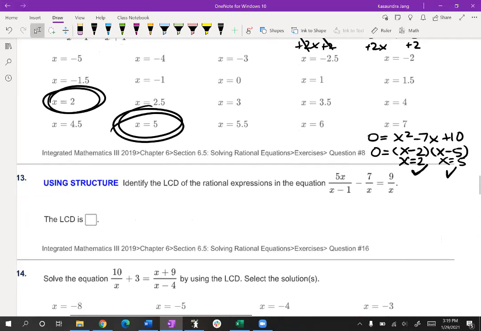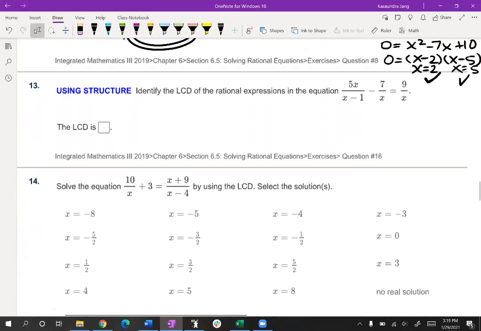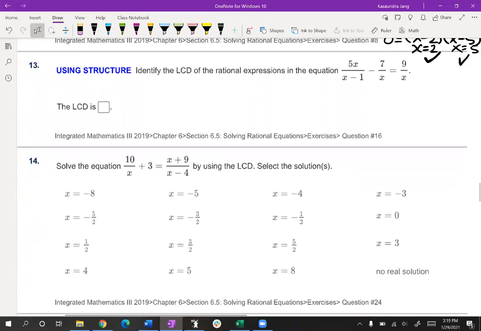All right, next up, using structure, identify the LCD, the least common denominator of the rational expressions in this equation. So let's see. They have to have stuff in common. In fact, these two both have an x. So let's make sure we've got an x as one of our factors. I think we kind of already took care of that. The only other factor I've got is the x minus 1. So I think x times x minus 1 takes care of all those factors in the denominators. Here's my least common denominator.